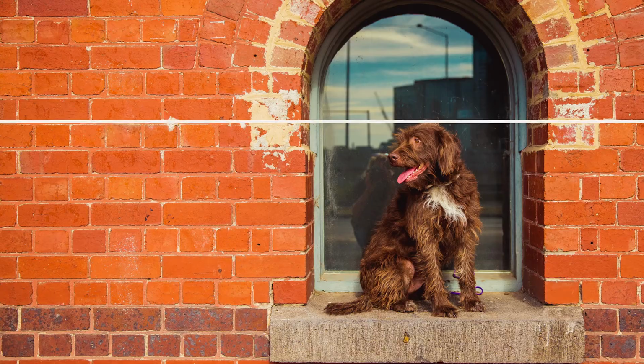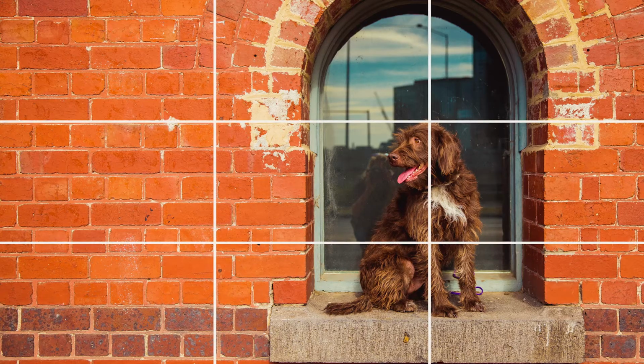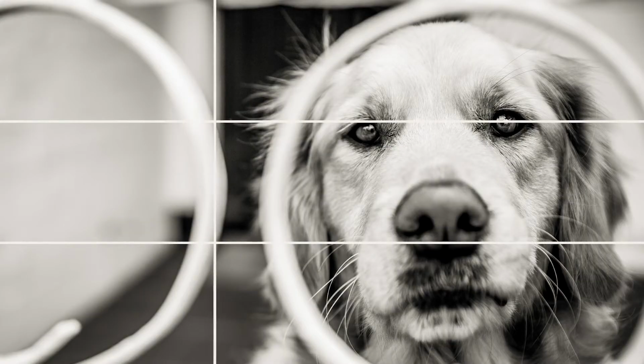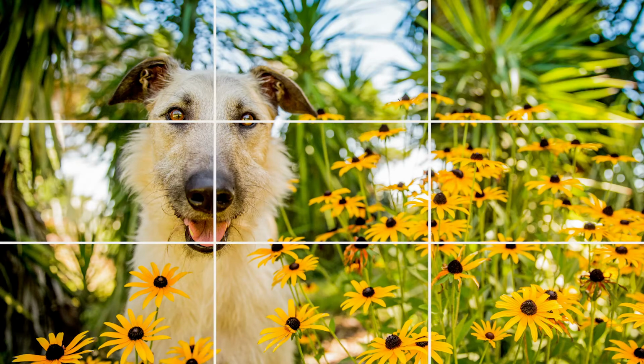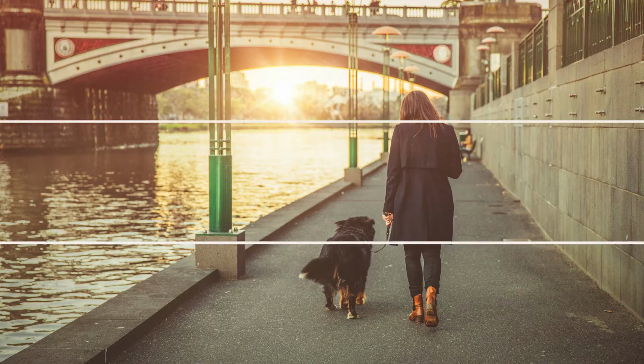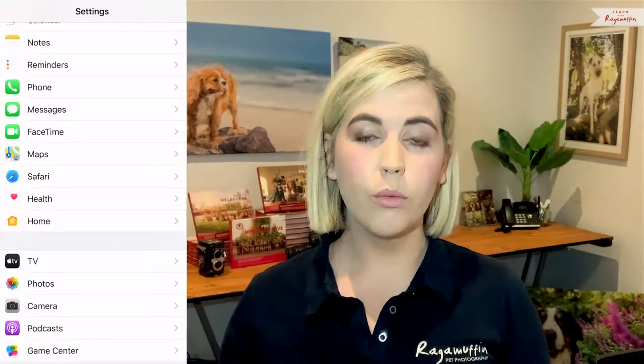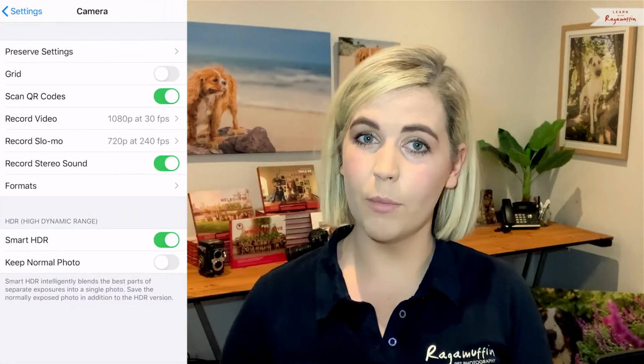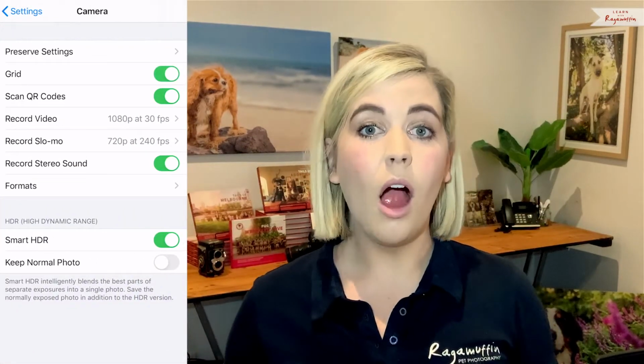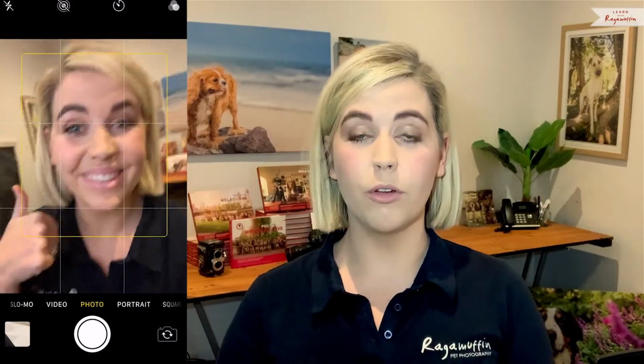Where those vertical and horizontal lines meet is a point of interest, and it's where our eyes are naturally drawn in an image. So if you place an important element of your image, i.e. your subject, on one of those points of interest or on one of the lines, then it becomes a more well-balanced and visually appealing composition. The rule of thirds is so popular that many cameras have the option to display that grid either in your viewfinder or on the back of your screen.